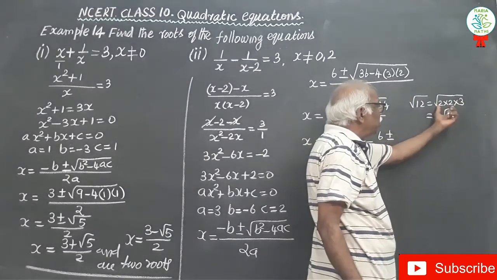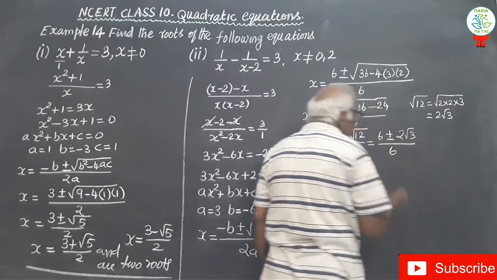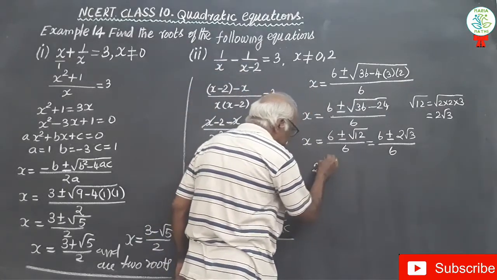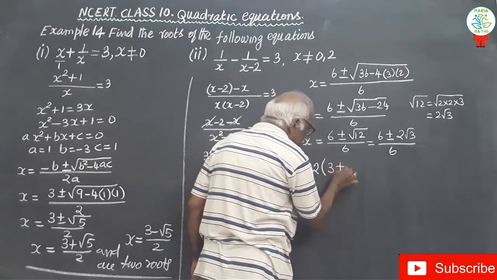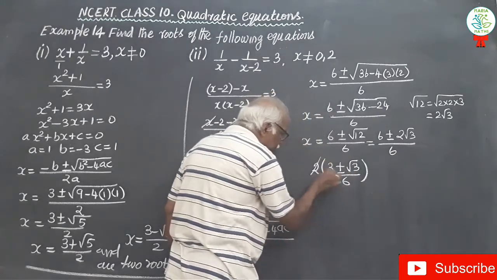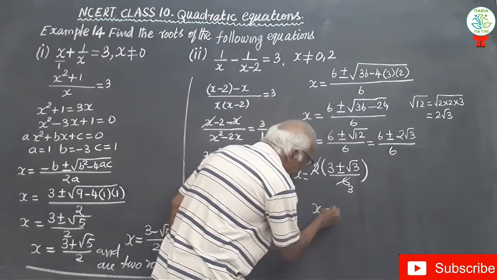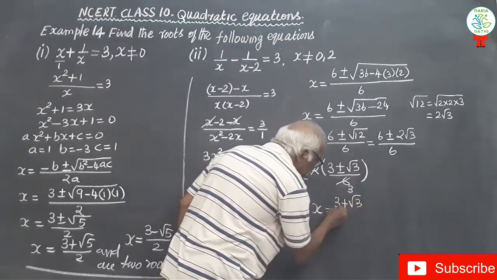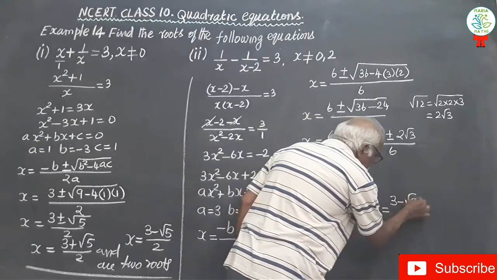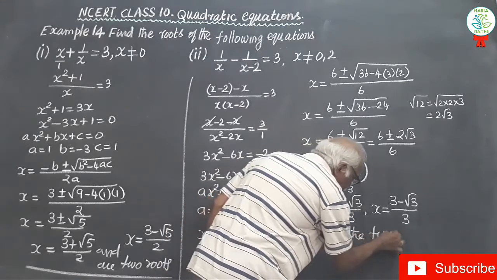If there are two 2s under the square root, one 2 can be taken outside. Now 2 root 3 by 6. So we can take 2 common. Taking 2 common, 3 plus root 3 by 6 plus or minus root 3 by 6. The 2 and 2 cancel, so 3. So x is equal to 3 plus root 3 by 3, and x is equal to 3 minus root 3 by 3 are the two roots.